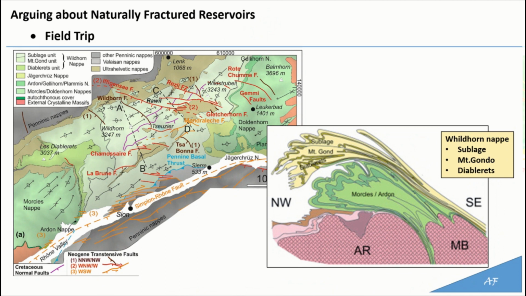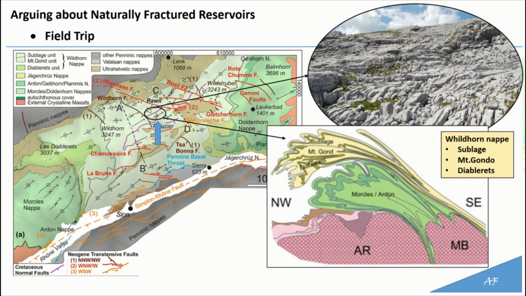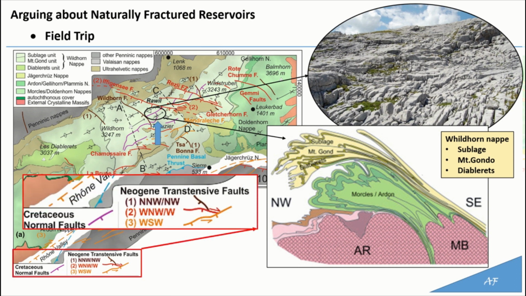Let's go back to our area of interest and to the Schrattenkalk Formation outcrops that belong to the so-called Wildhorn nappe. On the basis of the available studies, this area is affected by the presence of 4 fault sets: a set of old Cretaceous normal faults striking northeast, and 3 sets of Neogene transtensional faults striking respectively north-northwest, west-northwest, and west-southwest.